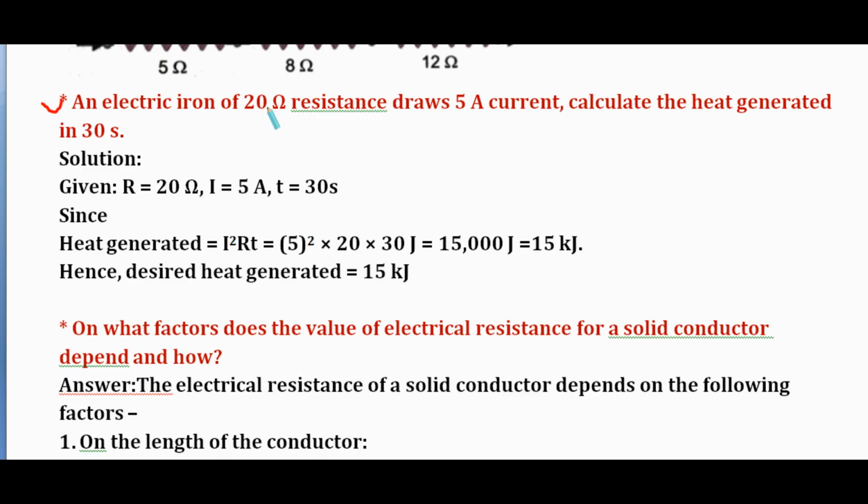Now the question is, an electric iron of 20 ohm resistance draws 5 ampere current. Calculate the heat generated in 30 seconds. We have R equal to 20 ohm, this is resistance, I equal to 5 ampere and T equal to 30 seconds time. Since heat generated is I square R T, by putting value of I as 5, so it is 5 square, and value of R is 20 and value of T is 30. By multiplying we get 15,000 joule. This 1000 is converted into kilo, so it is 15 kilojoule. Hence desired heat generated is 15 kilojoule.